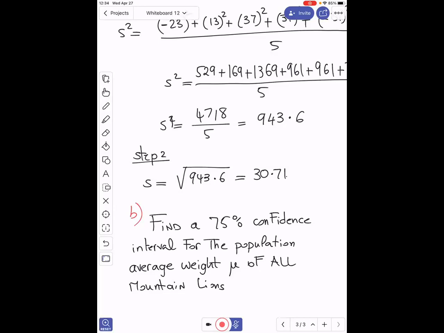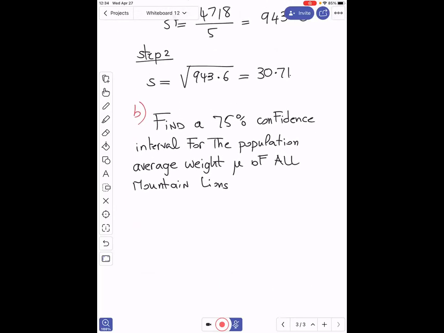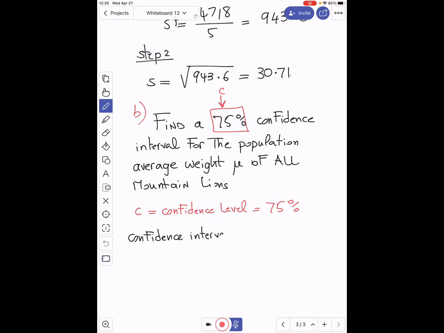All right, so 75% confidence interval. The 75, that's your confidence level, right? That's your C. So the confidence level is 75%. Now, we want to find the confidence interval. As I said, it's always X bar minus E, X bar plus E.